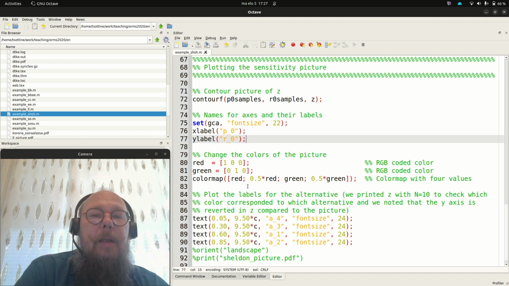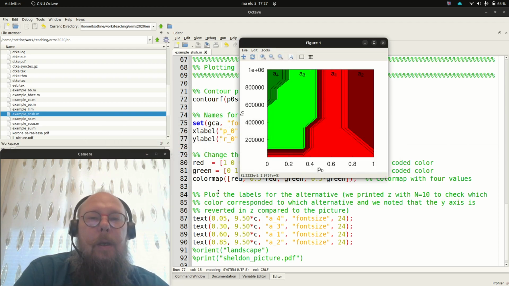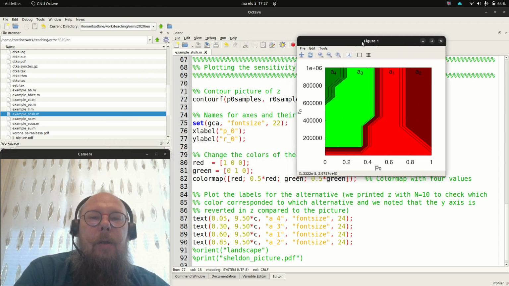This is a matrix that has rows of colors, and when it draws, it will start using the first color, then the second color, then this color, this color. So I will have red, 0.5 red, which will be dark red, then green, and 0.5 green, which will be dark green. So the first color is red, then the second color is dark red, then there is green, and finally dark green.